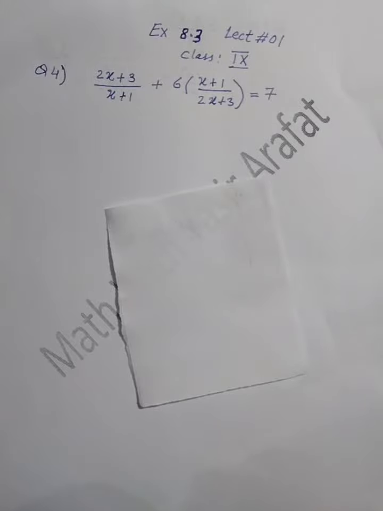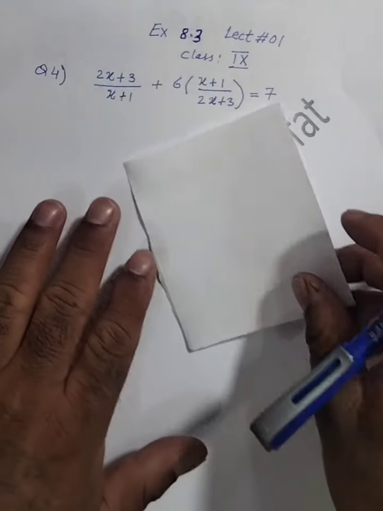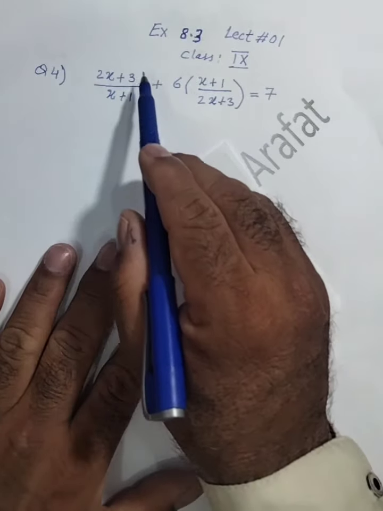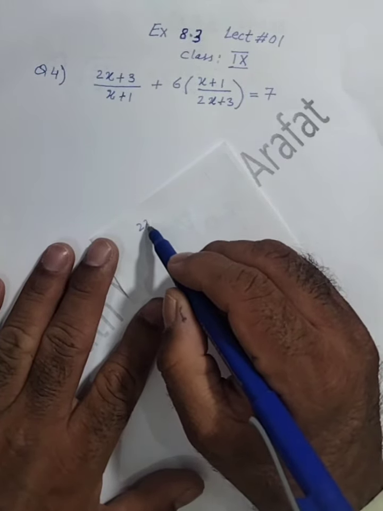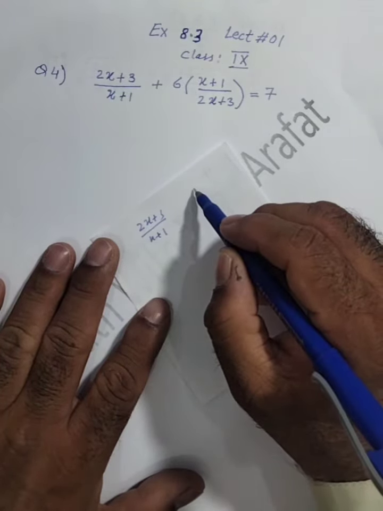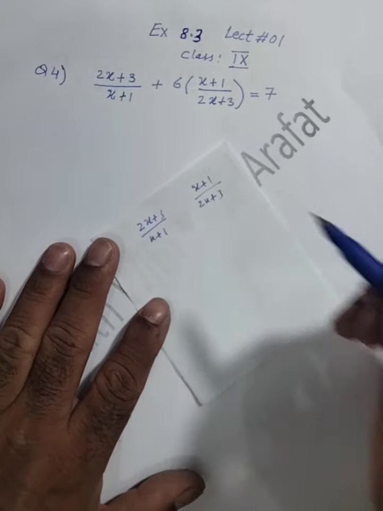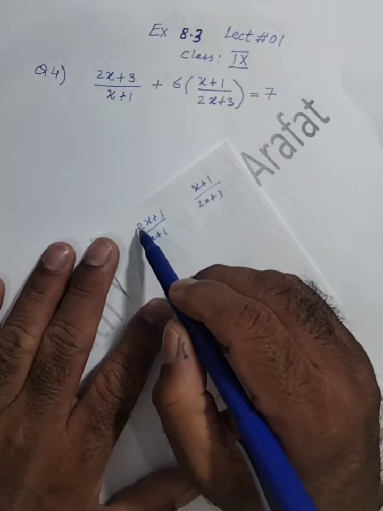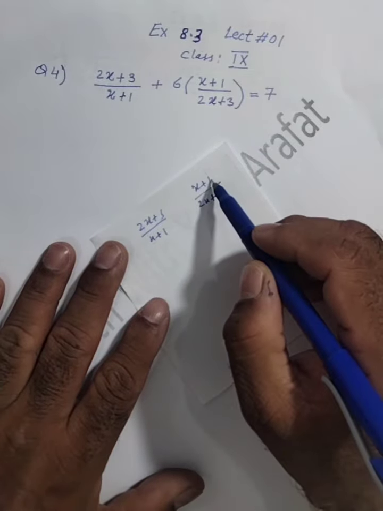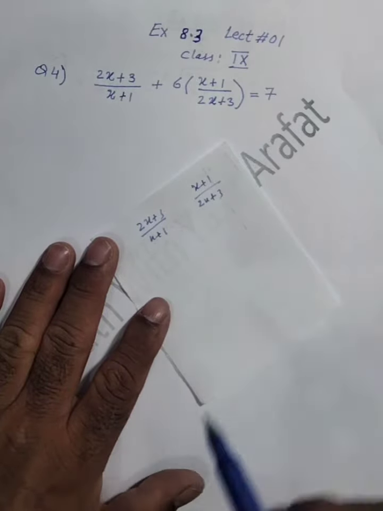So the first case we are going to discuss with you in exercise 8.3, that is question number 4 for 9th class. Dear students, first we have to focus on this fraction. This is (2x + 3)/(x + 1), and this is (x + 1)/(2x + 3). That means this is the numerator and here it is in the denominator, and this is the denominator, here it is in the numerator. So this relation is called the reciprocal relation between these two fractions.